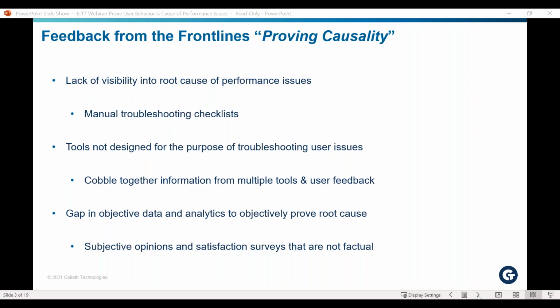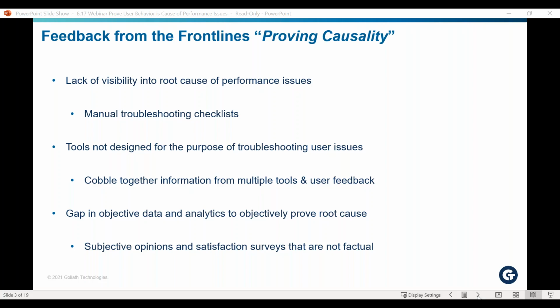And that requires manual troubleshooting checklists, which are both labor intensive, very incomplete, and take a lot of time. And so meanwhile, the end user is still complaining, right? Or you're at a user satisfaction group and they're burning everybody's ear off. So the tools that are out there, they tell us, are not designed for the purpose of troubleshooting user issues. So they have to cobble together multiple tools.